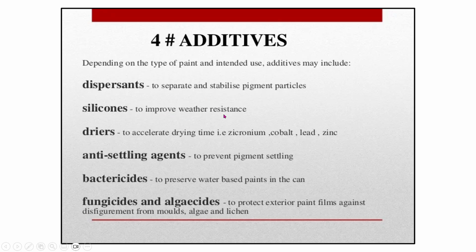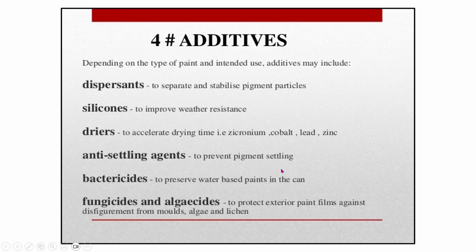And silicones are used to improve the weather resistance. Different types of weather are there, so to protect the paint from the weather, silicones are used. Dryers accelerate the drying. It means when you apply the paint, how quickly it will dry. That is why zirconium, cobalt, lead, zinc, etc. are used. An anti-settling agent prevents pigment settling.